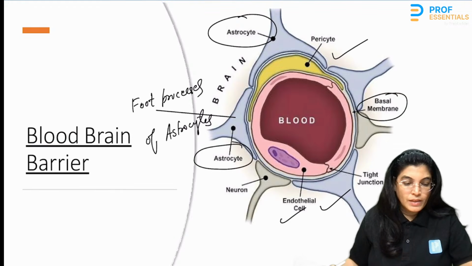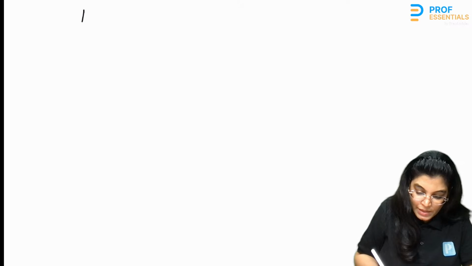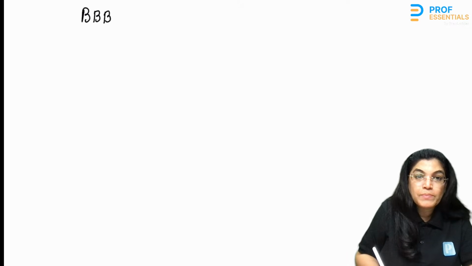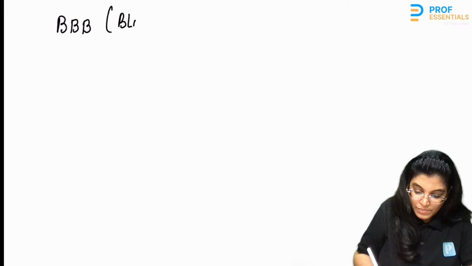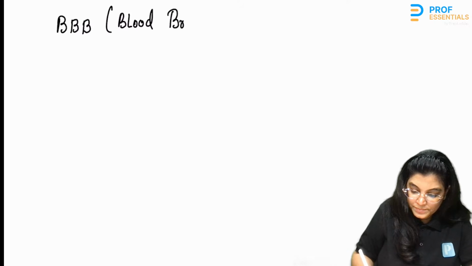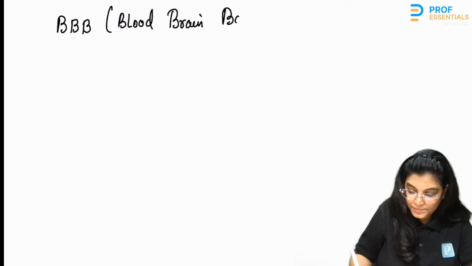Okay, so now let's write it. Everyone, please write down. Firstly, what is triple B? Triple B is the blood brain barrier.